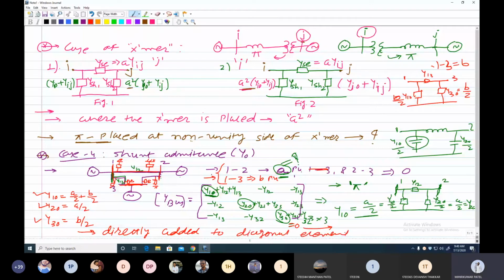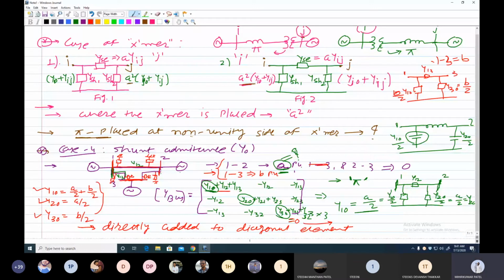Clear? Shunt admittance is directly added to the diagonal element. And this is how it is added to the diagonal element. Clear up to this?